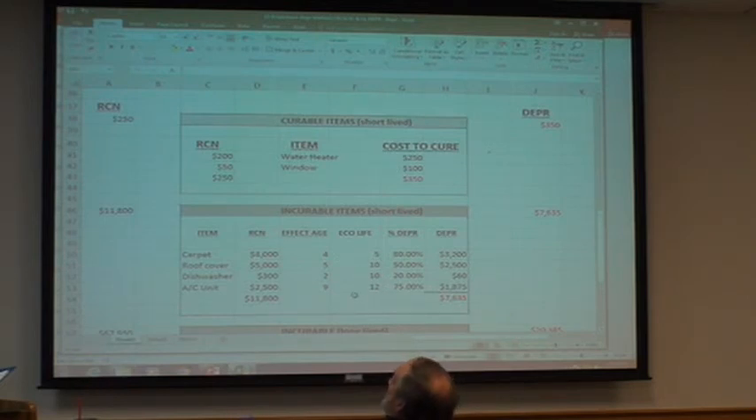Our incurable then gives us a carpet that costs $4,000. Effective age is 4, economic life is 5. It's 80% used up. Roof cover is 50% used up. Dishwasher is only 20% used up. AC unit is 75% used up. So our incurable short-lived then is the 7,635.